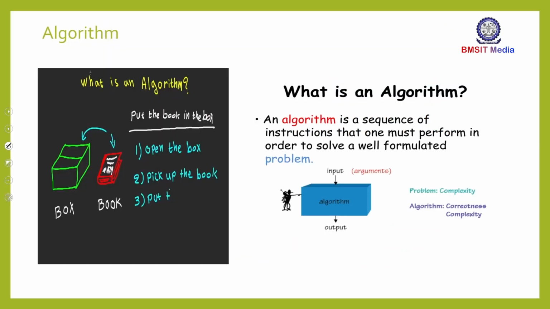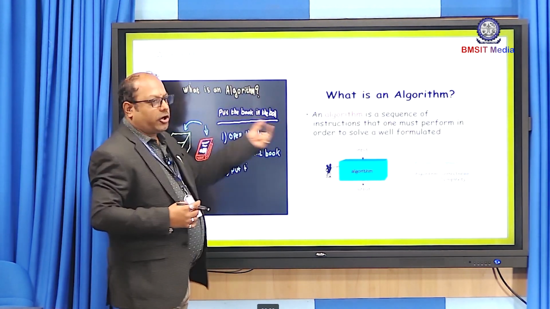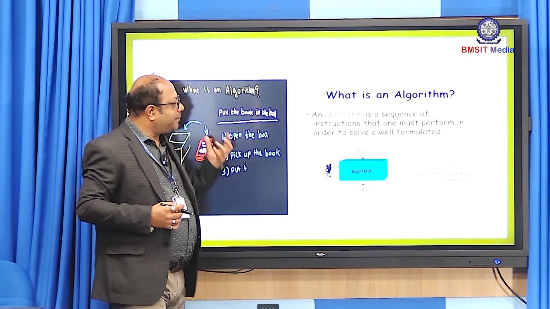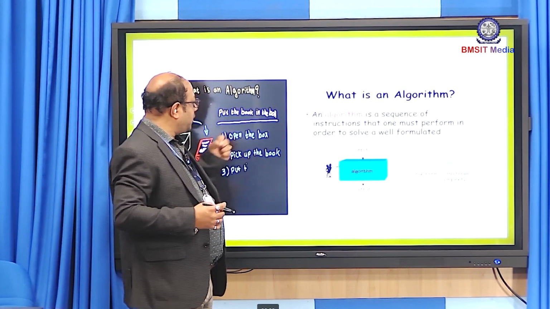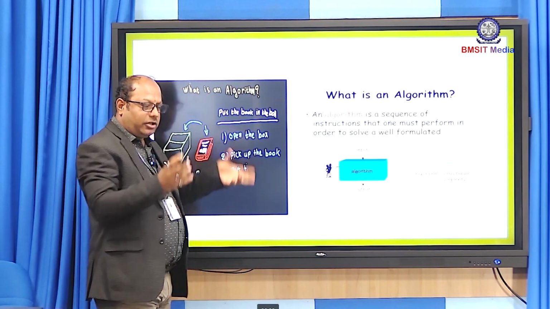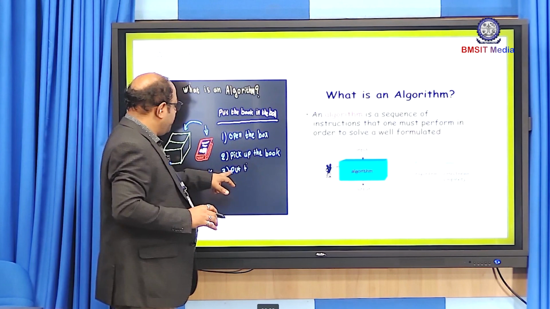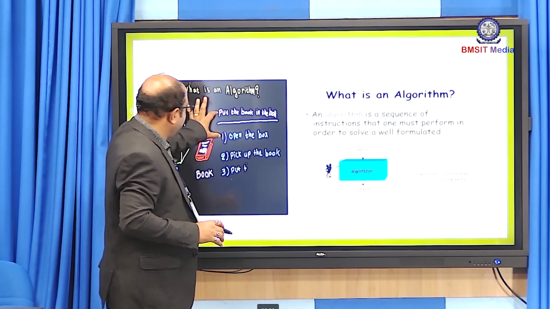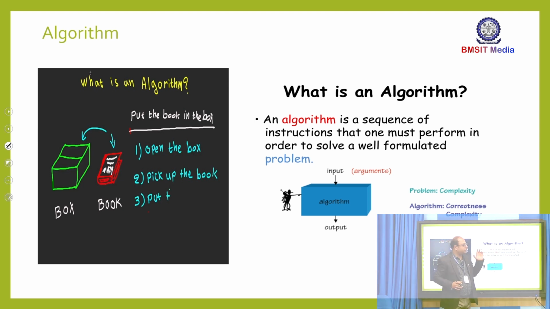Next, suppose you take a real-time example: put the book in the box. If I want to write an algorithm for this, how do I solve it? First, I have to open the box, then I have to put the book into the box, then I have to close the box. These are the steps: open the box, pick up the book and close the box. These are steps to solve a given problem. That is what an algorithm is all about.